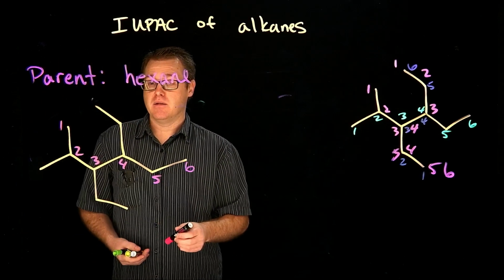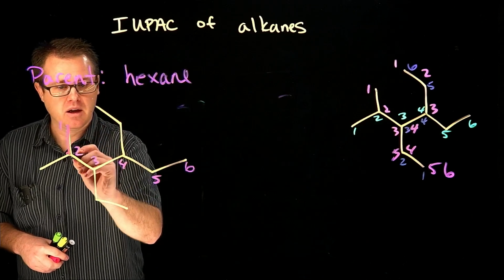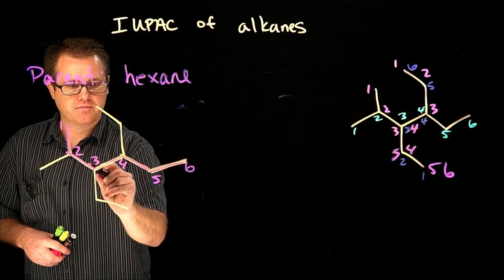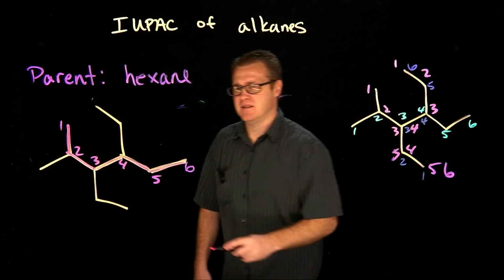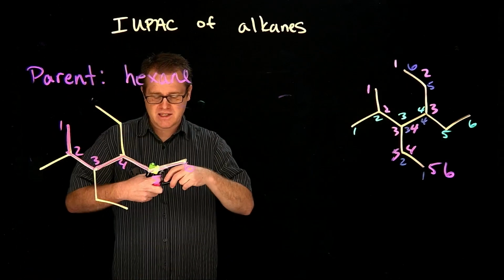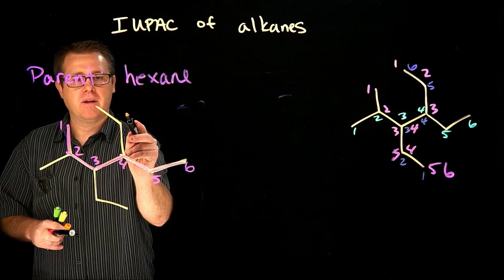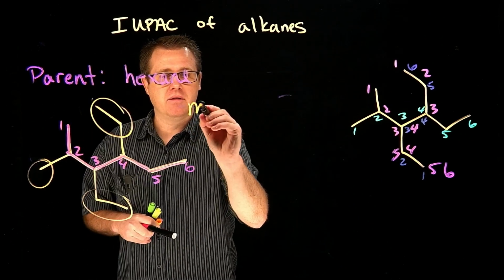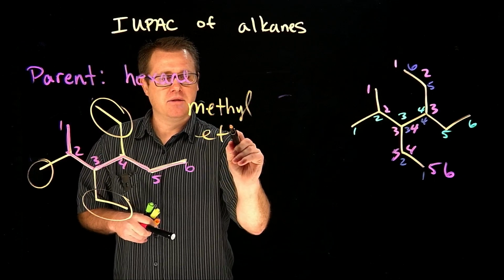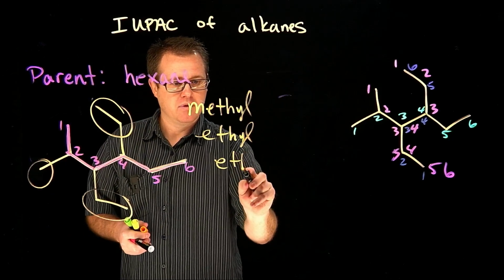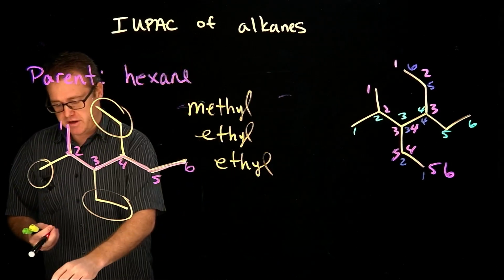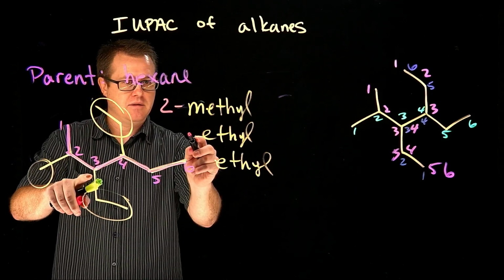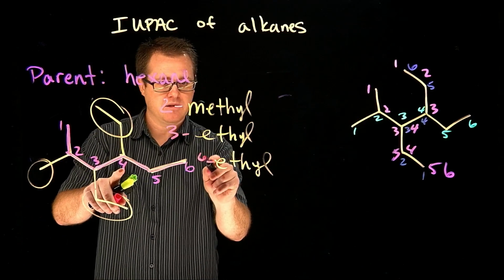So another way, if it's easier for you to visualize, what if we just color-coded the parent chain in a different color? How does that look? It looks a little different, doesn't it? Now what's coming off of that pink chain? We have an ethyl, an ethyl, and a methyl. So we just write those down. We have a methyl, and we have an ethyl, and a second ethyl. We've already numbered it accordingly. So our methyl is at position 2. That ethyl is at position 3. And the last ethyl is at position 4.